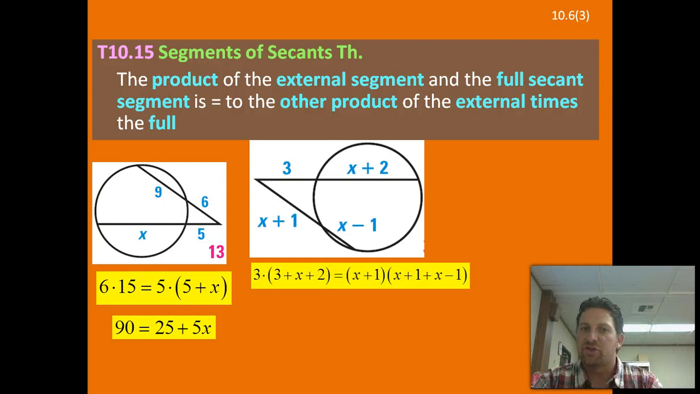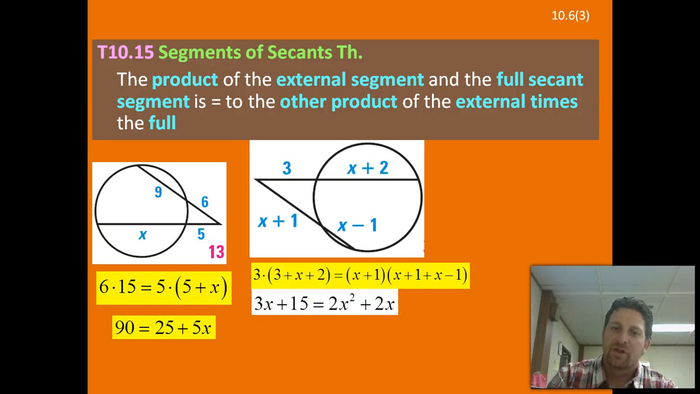So there it is. On the top part, it's 3, which is the external, times 3 plus x plus 2, which is the whole length of the secant on the top. Then we go down to the one that's kind of on the angle at the bottom there. The outside piece is x plus 1 times the whole secant, which would be x plus 1 plus x minus 1. So now a little bit of distribution and combining like terms, and you're going to be left with 3x plus 15 on the left and 2x squared plus 2x on the right.